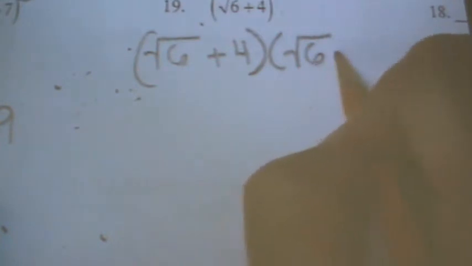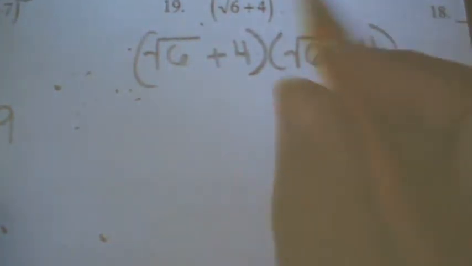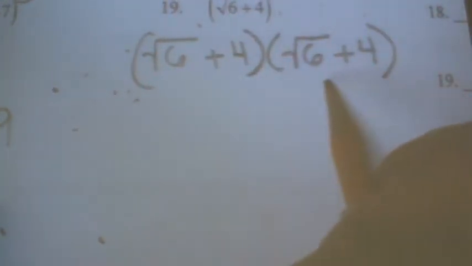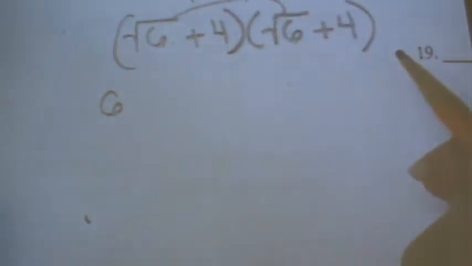Okay, 19. What are they asking you to do on this one? Multiply by itself. Good. So there's 2 of them. Now, are these conjugates? No. So we have to FOIL this one. This is a little harder than the previous one. So let's FOIL. First, what's root 6 times root 6? Instead of root 36, can I just say 6? Yeah.